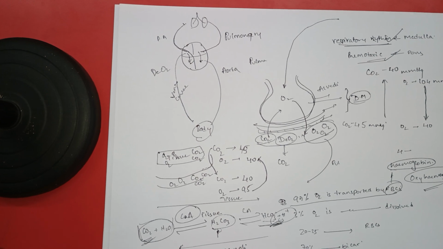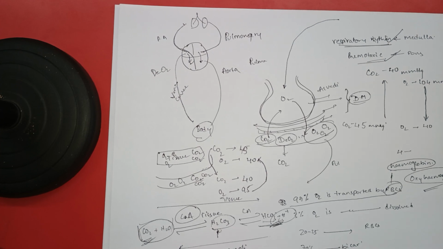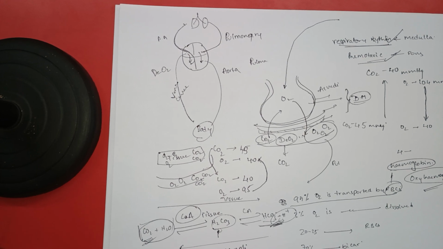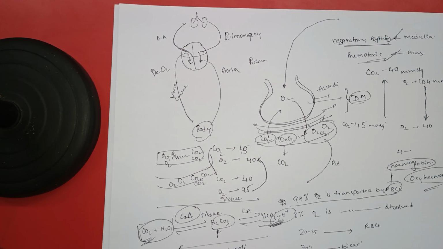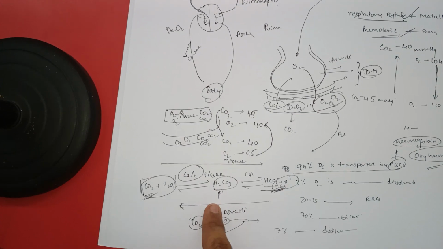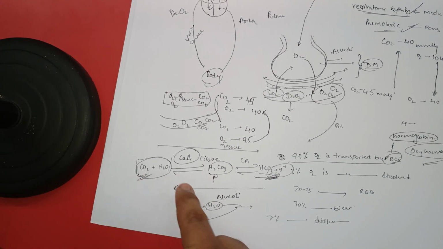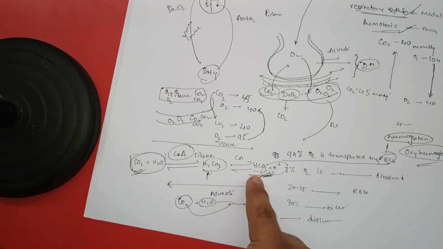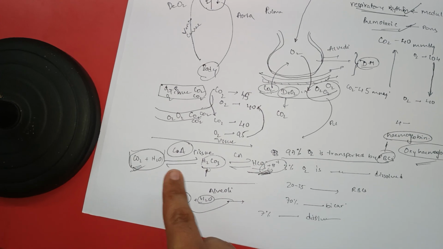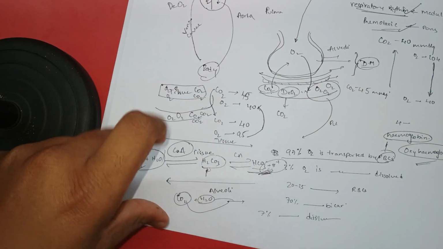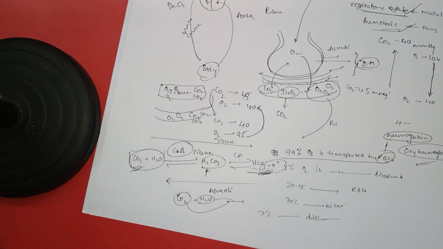There are chemosensitive areas present adjacent to the rhythm center, which are highly sensitive to CO2, and this is how the regulation happens. Whenever CO2 concentration is higher, it favors the formation of bicarbonates, and this is taken to the lungs, and in the alveoli this reaction happens. So this is how regulation of respiration happens.